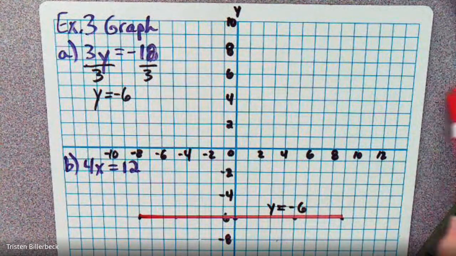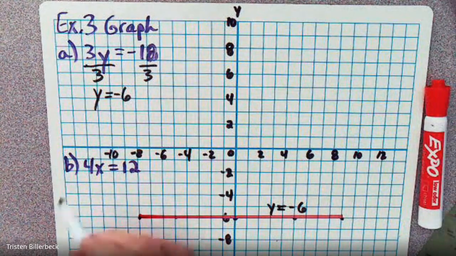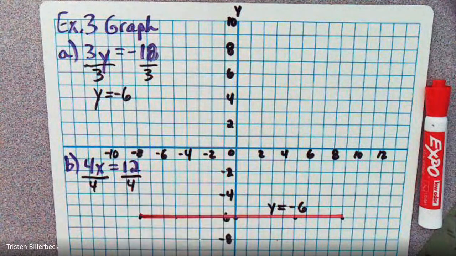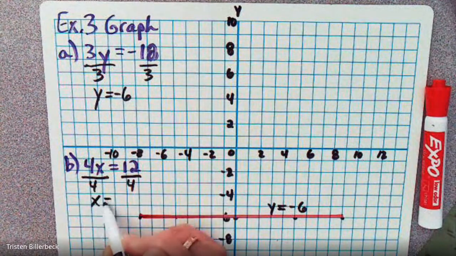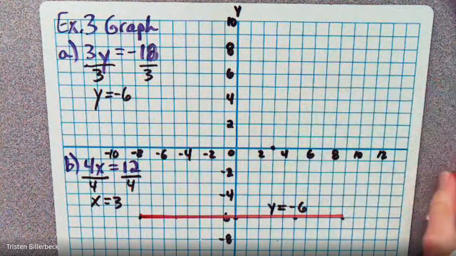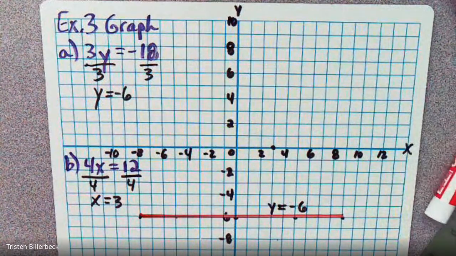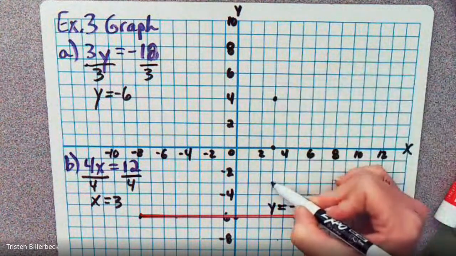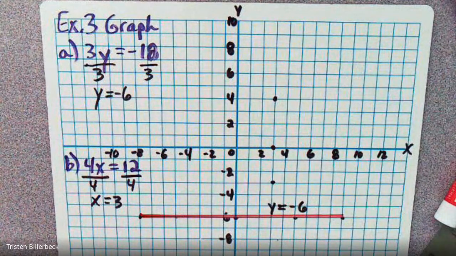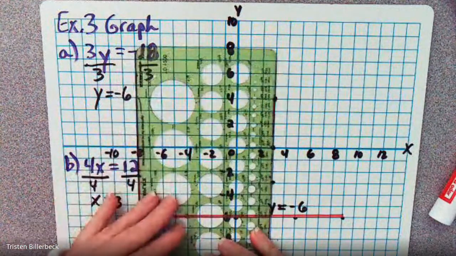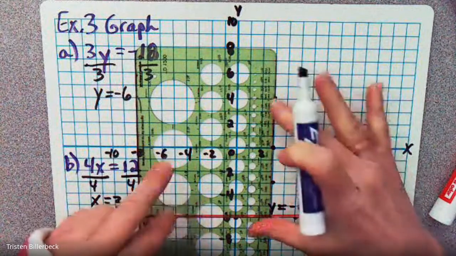Okay, and I know it's counterintuitive. So we divide by 4 here, and this becomes x equals 3. So we go to x is 3 right here because we know that's a point, because that's the x-axis right there. So x is 3 here, x is 3 here. So just x is always 3. So when we graph this one, it looks like this.